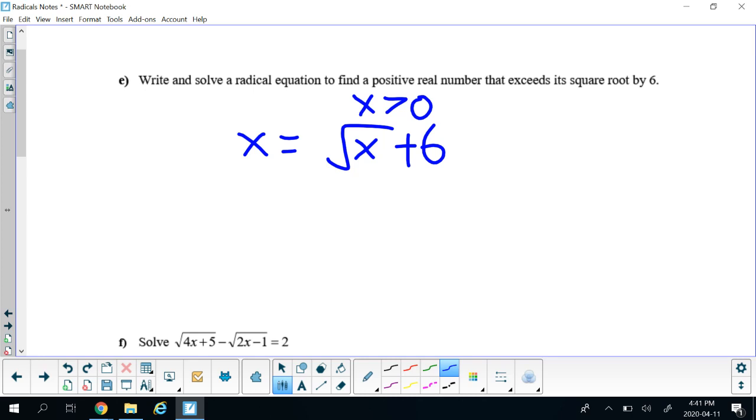Exceeds means you're adding 6 to the square root of x, okay? Now we're going to isolate our radical. So we're going to bring 6 to the other side by subtracting 6 on both sides. Use opposite operation method. X minus 6 equal to square root of x. Always remember that you have to isolate your radical, okay? Now squaring on both sides.